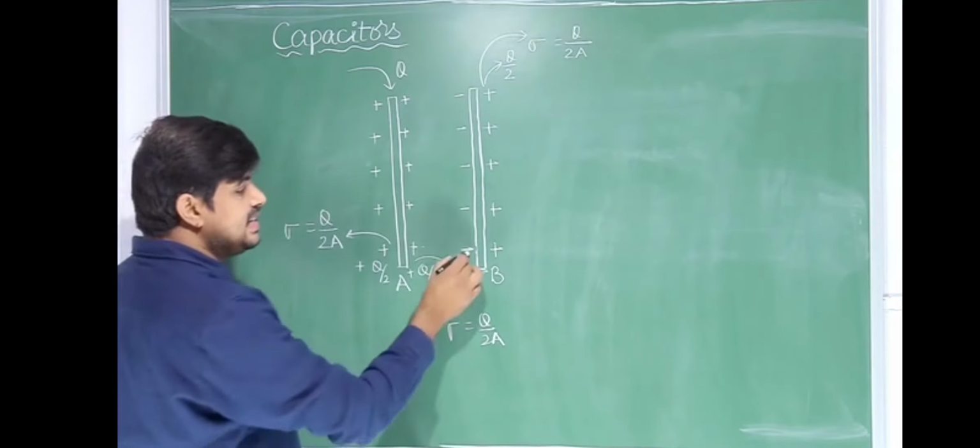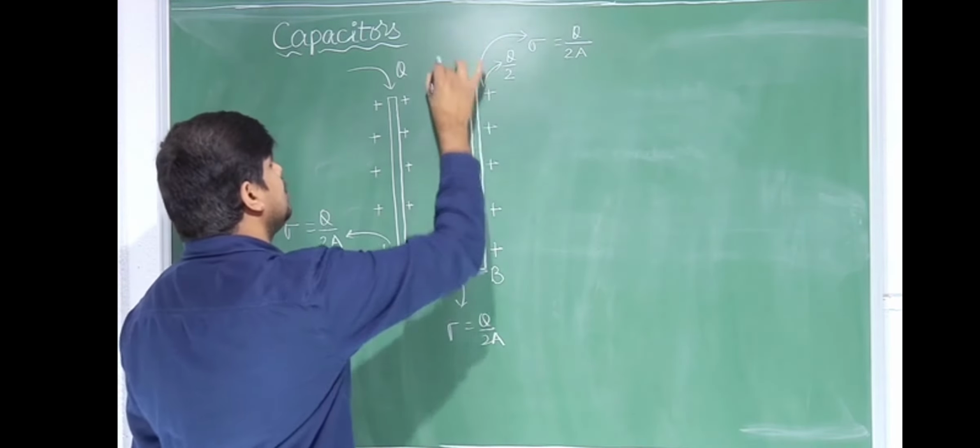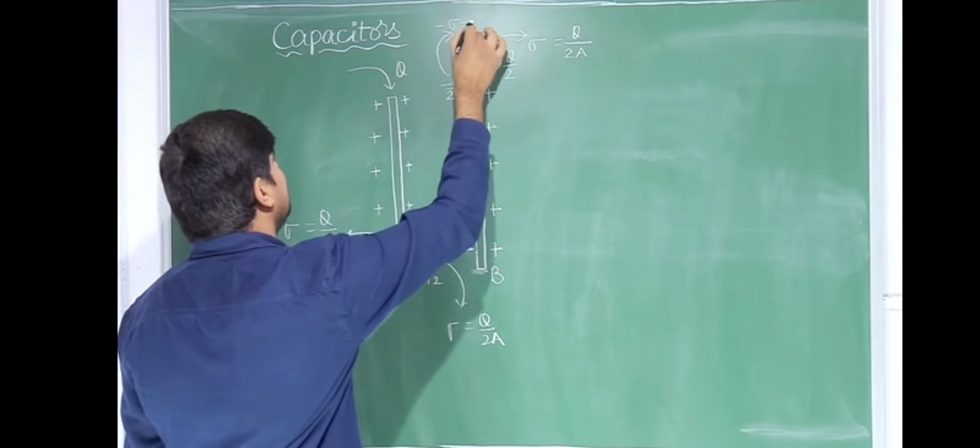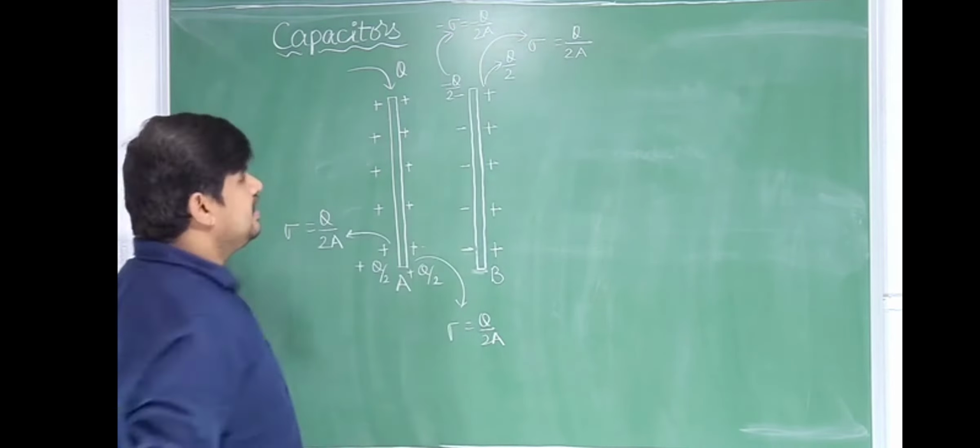Whereas this negative charge is minus Q by 2 and it also has a charge density, that is minus sigma equals minus Q by 2A. Like that the charge densities are present.